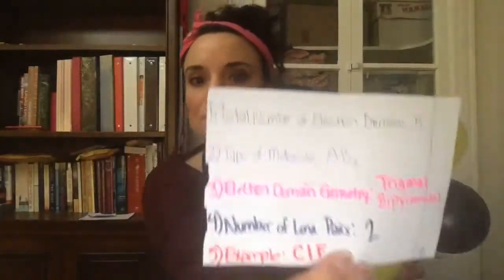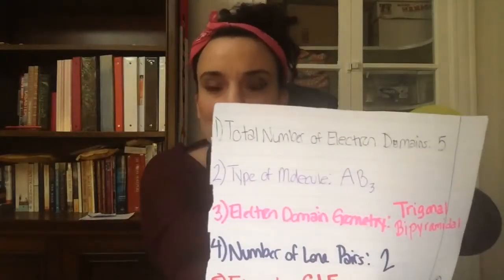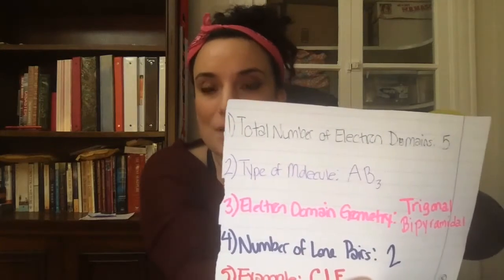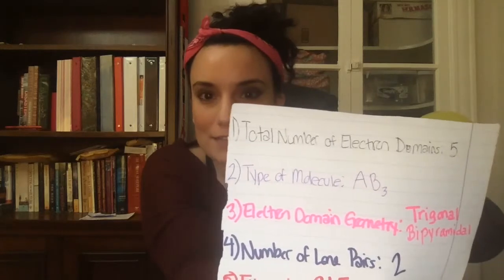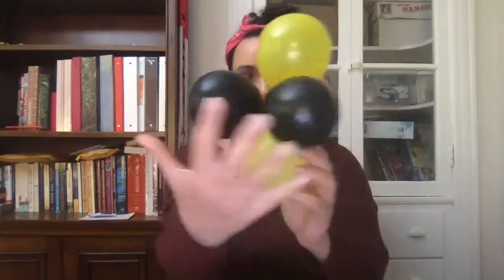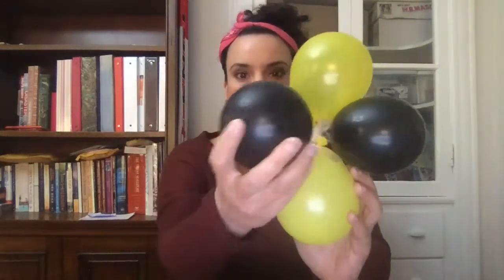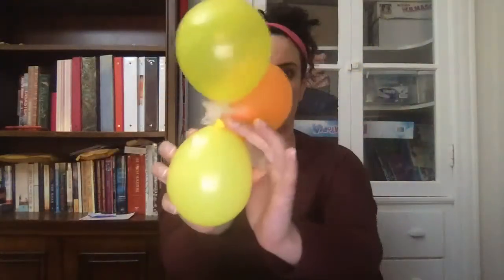Okay, so let's just start over with the basics. Quick summary. The total number of electron domains is 5, and the type of molecule is AB3. The number of lone pairs is 2. Now, the placement of the lone pairs is both on the equatorial positions, meaning going around. You're going to remove one, and one of the lone pairs will be here. And remove the other one. One of the lone pairs will be there. That accounts for the 2 lone pairs.